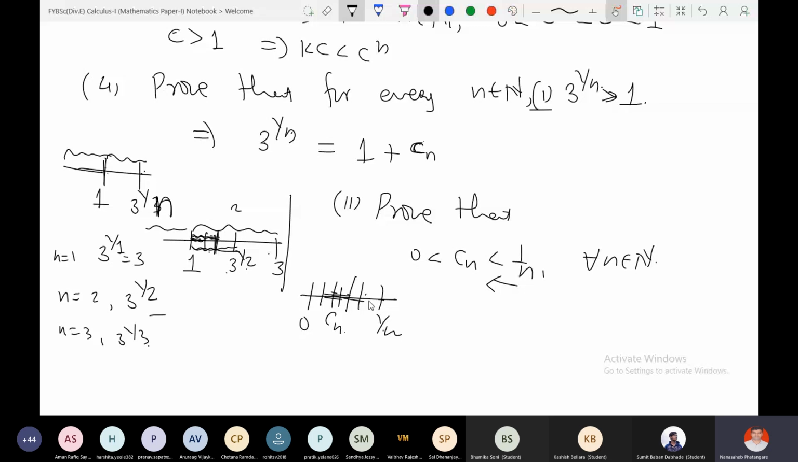So ultimately, as my n becomes larger and larger, where will Cn try to reach? It will approach 0. So Cn will approach 0. That means when I increase my value of n, Cn will approach 0, and then 3 raised to 1 by n will approach 1. So this is a very interesting thing.